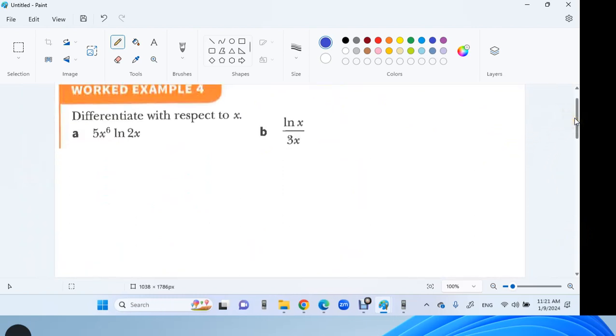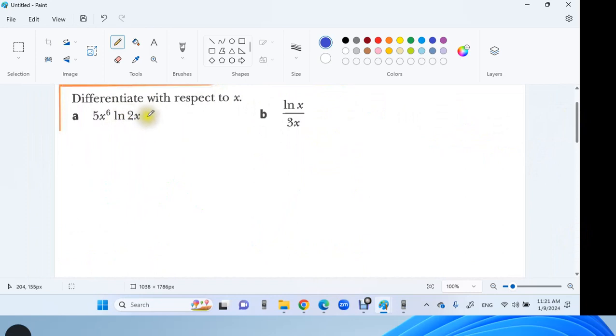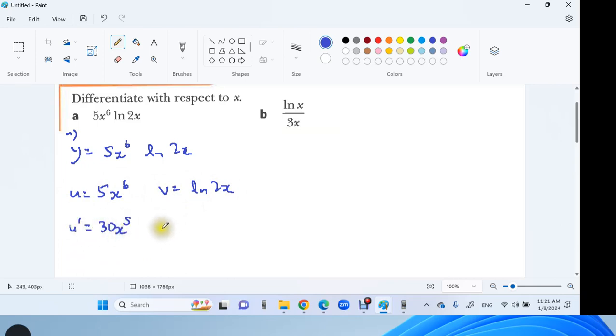So for worked example number 4, we want to differentiate this one. We have y equals 5x to the power 6 times ln 2x. So we have uv. u is 5x to the power 6 and v is ln 2x. Then u prime is 30x to the power 5. v prime is 2 over 2x, that is 1 over x, because we can cancel. So 1 over 2x, and then differentiate 2x is 2.